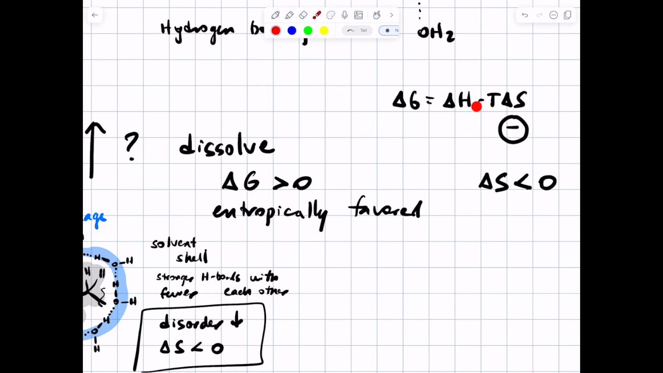This number's negative overall, this number's positive, but if you decrease temperature, it should get less positive, right? That leads to an interesting prediction, which is the solubility of oil in water should actually increase with lower temperature. And you can actually verify that. That's actually true. Nonpolar compounds get more soluble in water as you decrease the temperature.